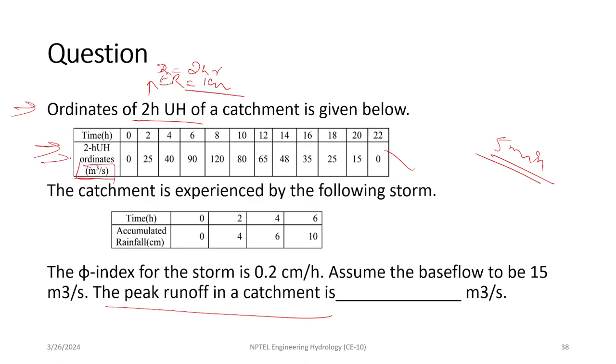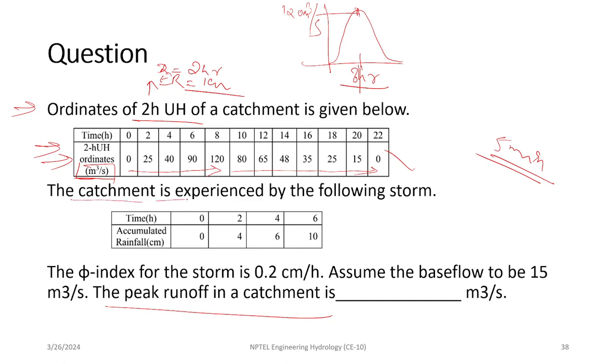Now from this table itself, you can have some idea that the readings are increasing, and there is a peak of 120 meter cube per second at a time of 8 hour, and then the readings are again decreasing. So you can imagine the graph like this. The peak we are getting is about 120 meter cube per second at a time of, you can say, 1 hour. So this is a general interpretation from this table.